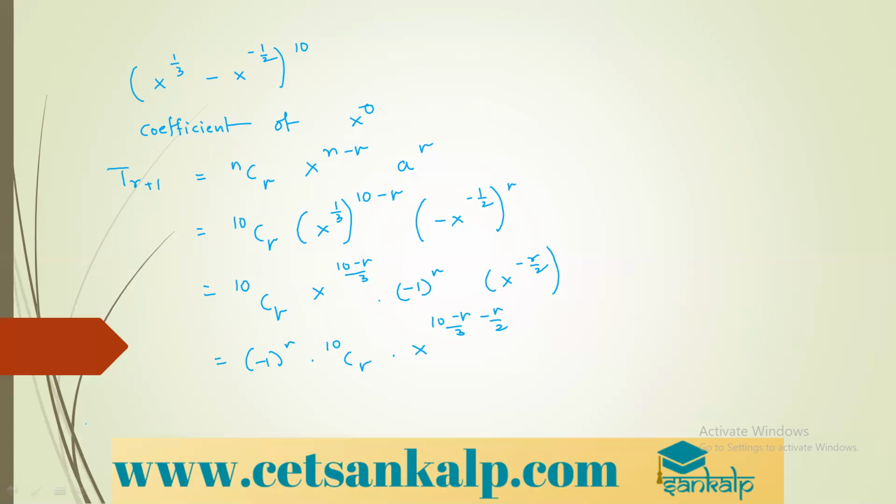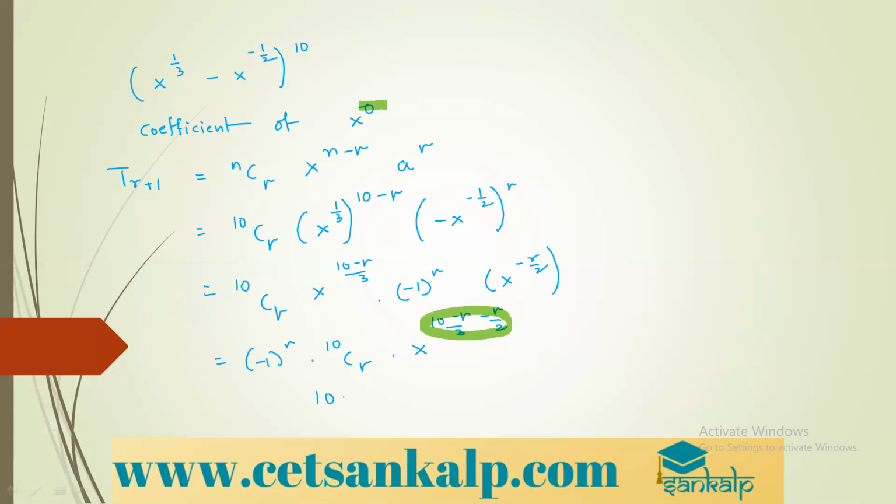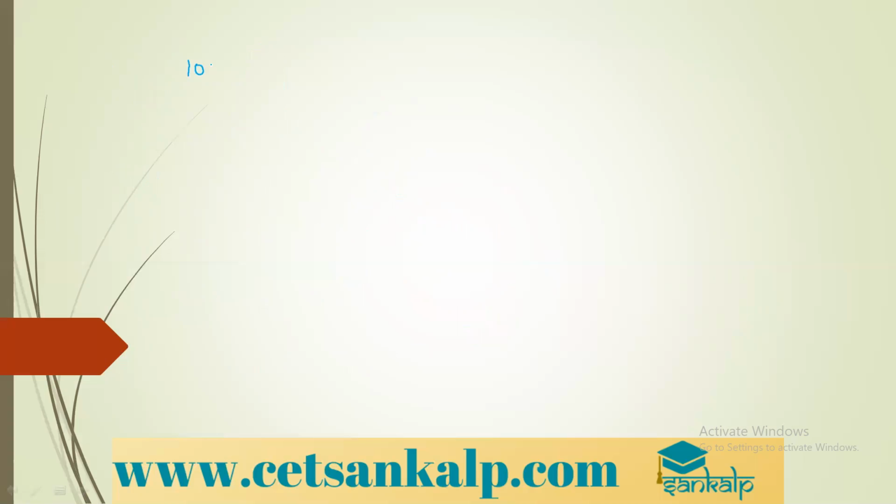Because I want coefficient of x power 0, I have to make the power 0. So what I will do, (10 minus r) by 3 minus r by 2, I will make it 0. Writing on the next page, (10 minus r) by 3 equal to r by 2. 20 minus 2r equal to 3r. 5r equal to 20, r equal to 4.